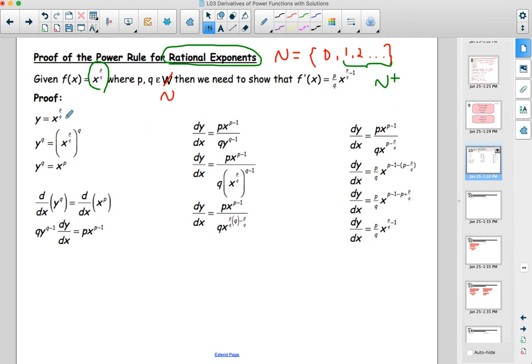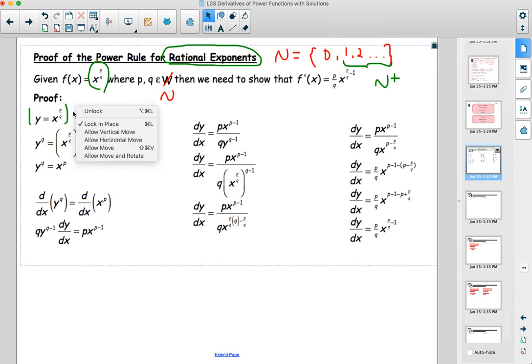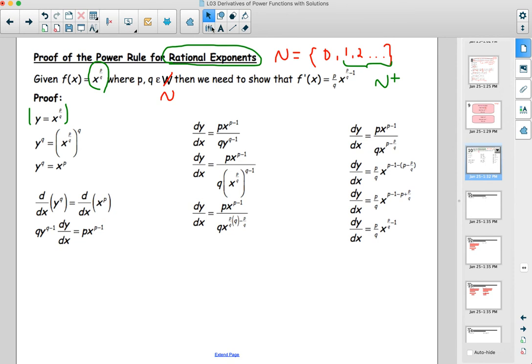So the first thing I'm going to do is I would like to raise both sides to the power q. If I raise both sides to the power q, I get y to the q equals x to the p over q times q. P over q times q is just going to be p. So I'm now here. y to the q equals x to the p. And what I'm going to do at this point in time is take the derivative of both sides with respect to x.